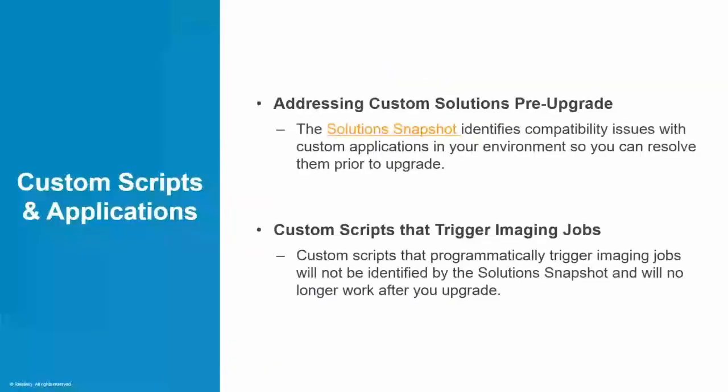Something else to take into account when planning for an upgrade is whether or not you have any custom solutions such as scripts or applications. So you can download the solutions snapshot application from our documentation site at any time and run it in your environment. This will provide you with a status for each of your applications and scripts, so you know whether or not you might have compatibility issues. And if you have any custom scripts that trigger imaging jobs, our support team will provide instructions on how to adjust those prior to your upgrade.